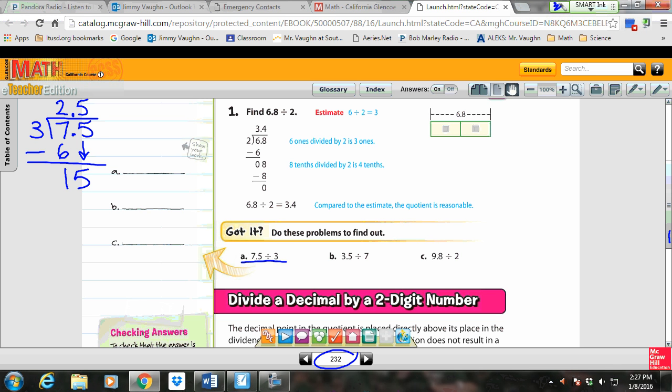Let's see if that's reasonable. 7.5 is close to 8 divided by 3. Well, that's pretty hard, but 8 is close to 9. So there's 3, and we come out to 2.5. And that's close enough. The reason you do this is just so you'll recognize that, if you mess up with the decimal and you get a 25, you know that's way off from 3.